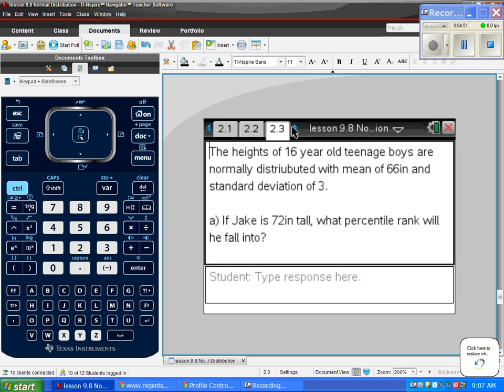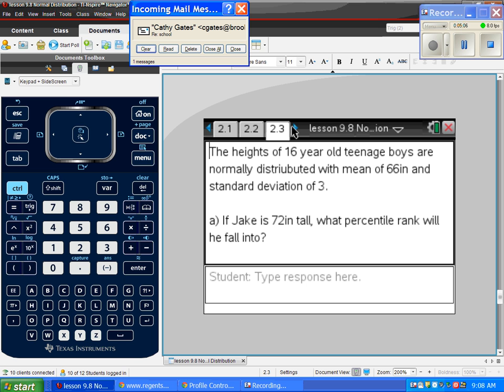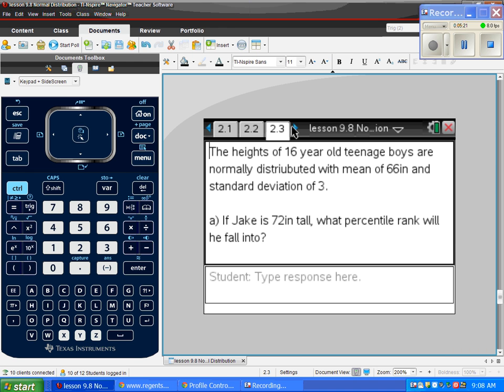To find the percentile rank, there's going to be 2 cases: if we're above the mean and if we're below the mean. We'll address each one. If the heights of 16-year-old teenage boys are normally distributed with a mean of 66 inches and a standard deviation of 3 inches, and Jake is 72 inches tall, we want to know his percentile rank. So what's the first thing, before we even look at the problem, that we see? Normally distributed.